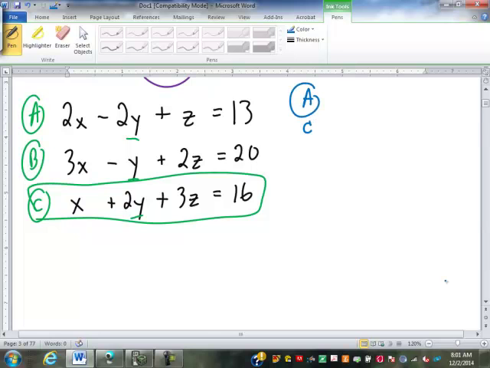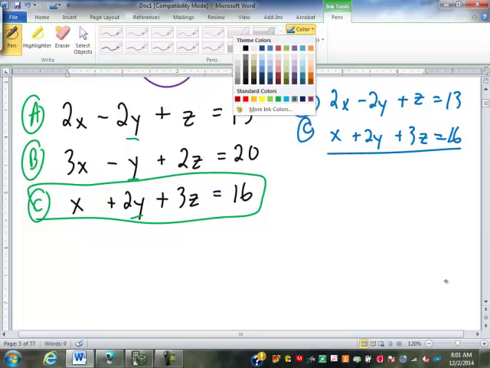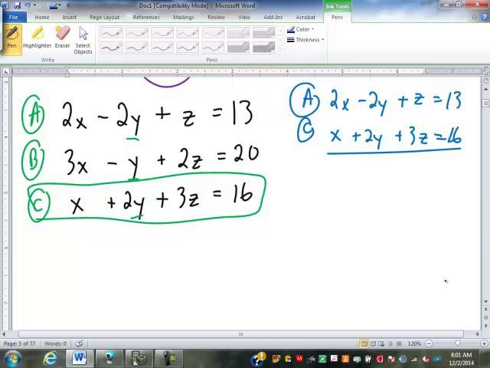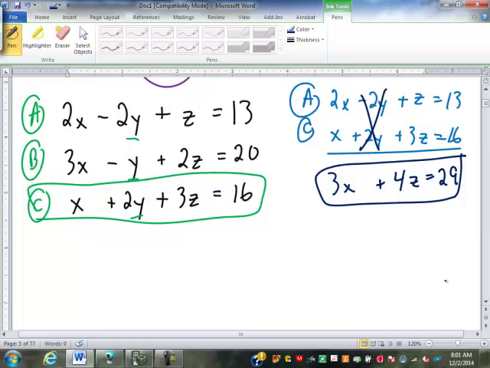So now, if I do equation A and equation C, 2x minus 2y plus z equals 13. x plus 2y plus 3z equals 16. What do you see is going to happen to the y's? They automatically disappear without having to do any adjustment. So 2x and x make 3x. Negative 2y and positive 2y disappear. z and 3z make 4z. 13 and 16 make 29. So 3x plus 4z is 29.